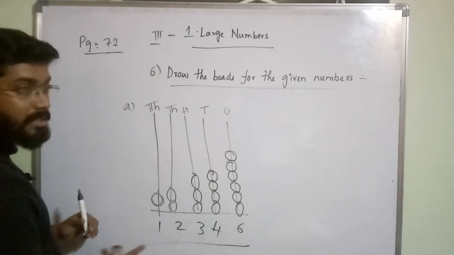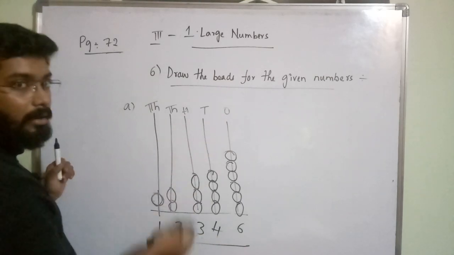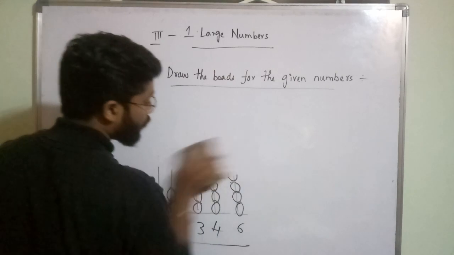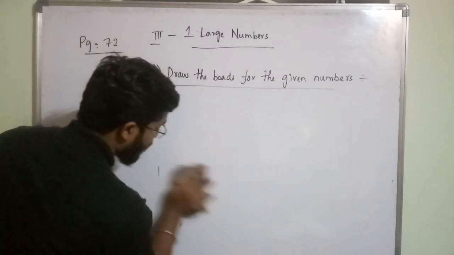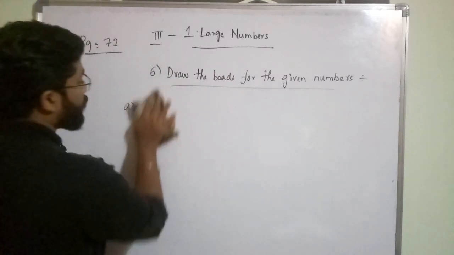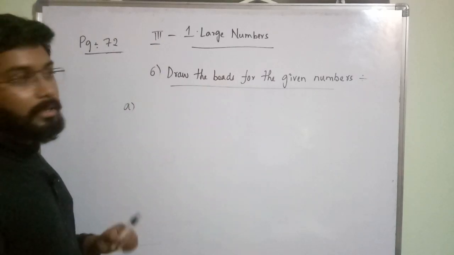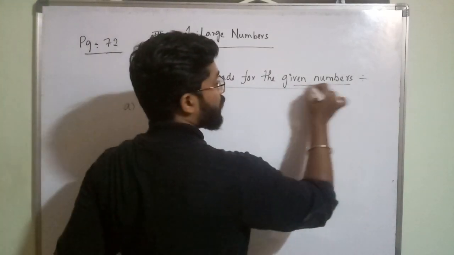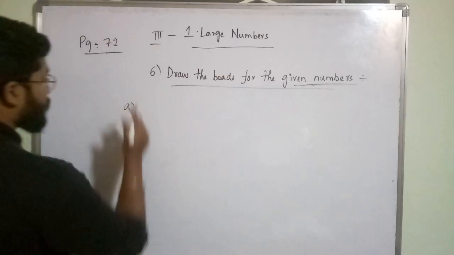But here he has not given the beads. He has given the number and said to draw the beads. That's why you have to read the heading very carefully. He has given the number, not the beads. Don't confuse. Okay, so the first one we have completed.